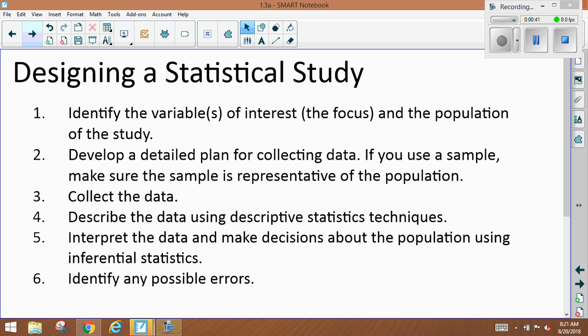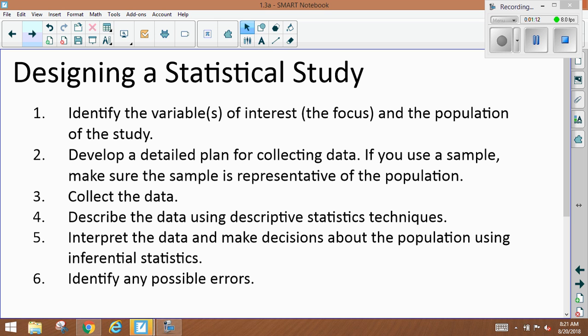Fantastic. Here we go. If we're going to design a statistical study, we're going to have to identify the variables of interest and the population of the study. Right, just like it said. Okay, we're going to develop a detailed plan for collecting data. Use a sample. Make sure the sample is representative. That's easy for me to say. Representative of the population. Which we've said. I mean, we've been talking about that for a while, right?